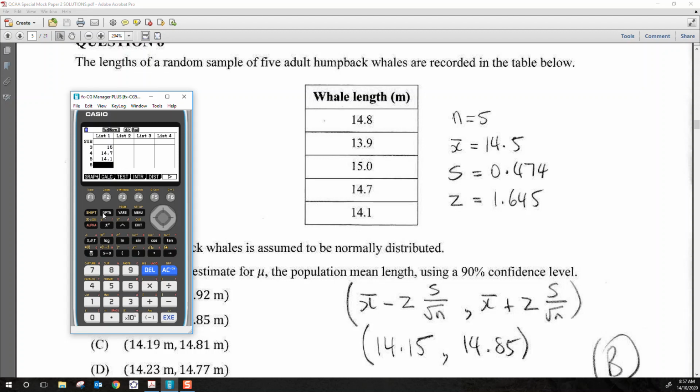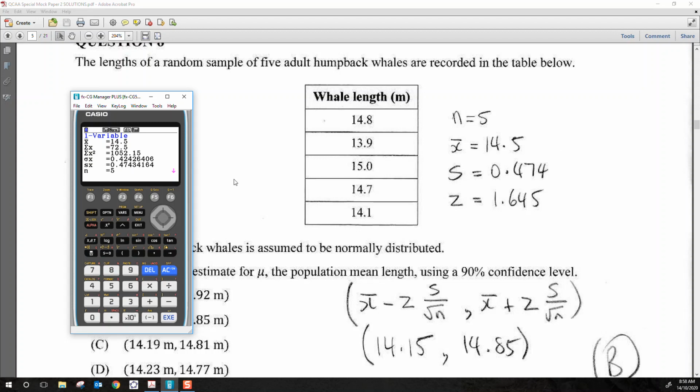Straight there into list number 1. I'll go to calculations, and I better just check which ones are set. For a one variable list, list 1 is the one with frequencies 1. Perfect. So I'll just go straight to one variable calc. There we go. I've got the sample mean of 14.5. I've got the sample standard deviation S of 0.4743.